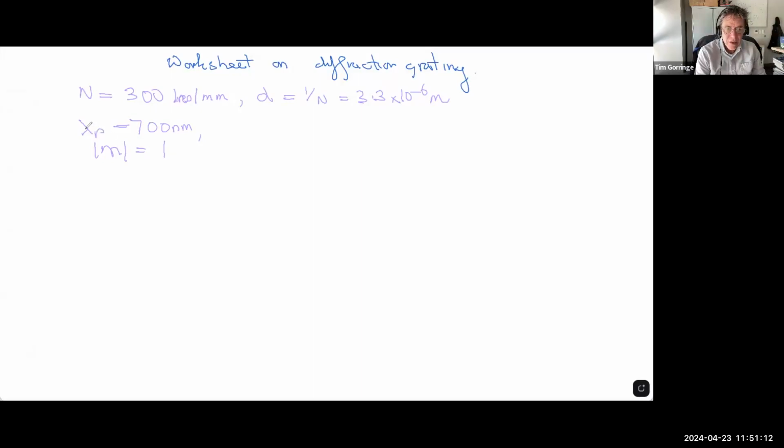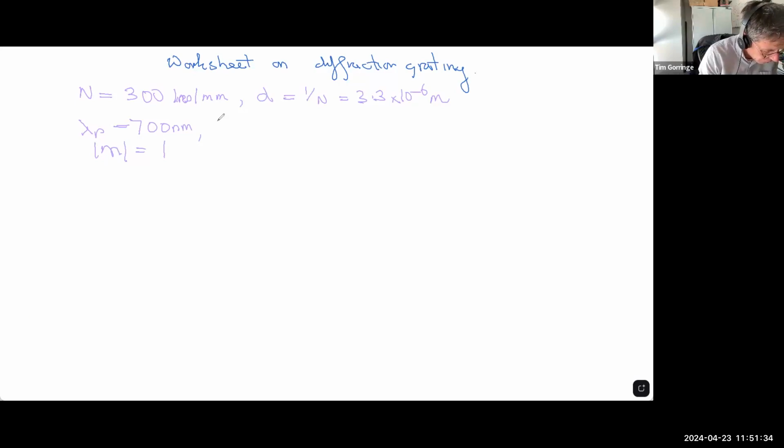So here's lambda subscript r. The red wavelength is 700 nanometers. That's 7 times 10 to the minus 7 meters. And here's the index, m equals 1, plus or minus 1. Then we're going to calculate the angle for this particular constructive interference.